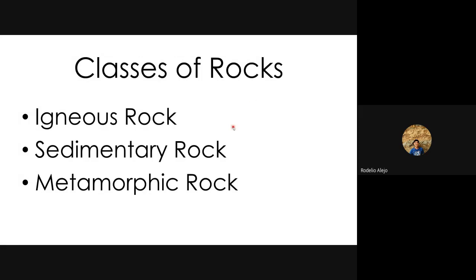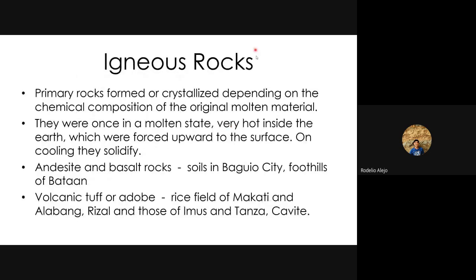Okay, if you have done your activity number one, origin of rocks, I think these three are a part of that. So first, we will discuss the igneous rocks. So these are primary rocks formed or crystallized depending on the chemical composition of the original molten material. So the chemical composition of igneous rocks depends on the molten material's chemical composition. Okay? Once na yung molten material natin crystallizes or becomes solid, that will yield an igneous rock. So they were once in a molten state, very hot inside the Earth, which were forced upward to the surface, and on cooling, they solidify.